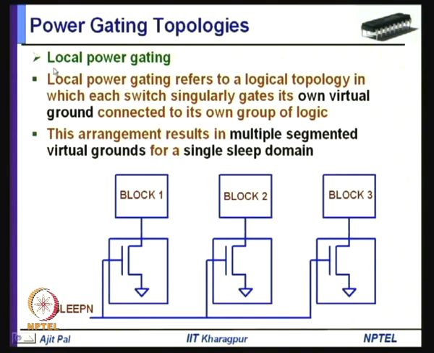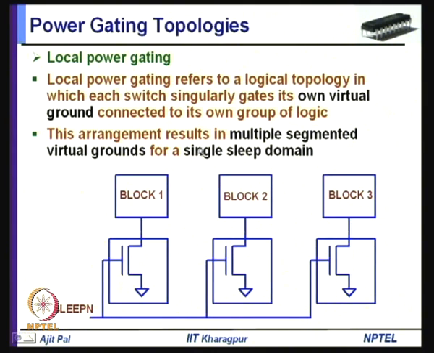Coming to the second technique, which is known as local power gating. This technique refers to a logical topology in which each switch singularly gets its own virtual ground connected to its own group of logic. In this case, as you can see, this is one block, and this virtual ground is not connected to the virtual ground of block 2. So, there are independent virtual grounds for each of the logic blocks.